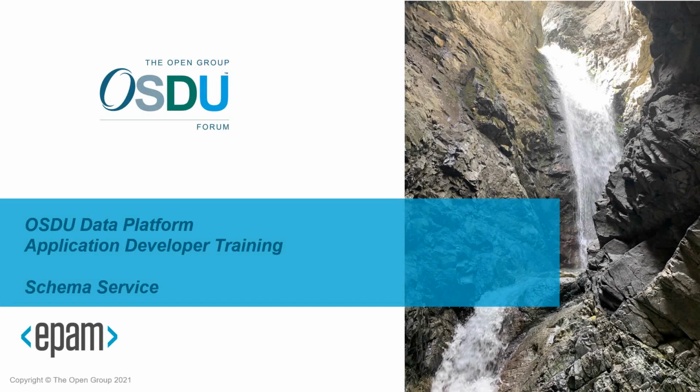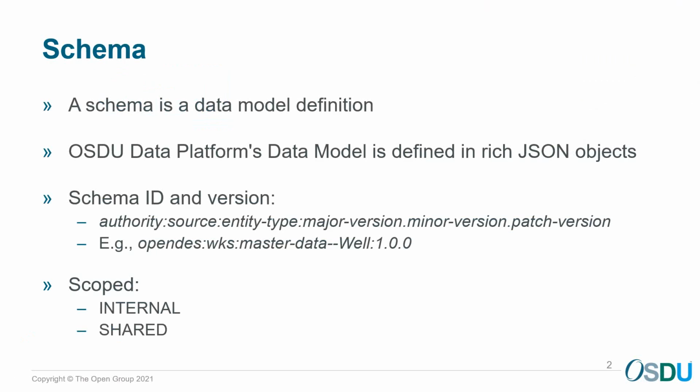In this presentation, I'm going to speak about the Schema Service. This service deals with the data schema lifecycle. A schema is a data model definition. A data model describes the structure of a system, that is, the entities and relationships between them.